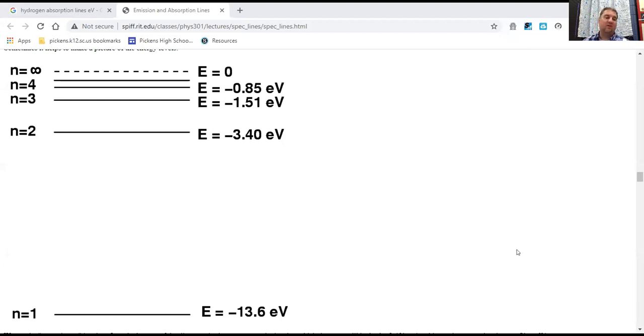That electron could go from n equals 1 up to n equals 3, or from n equals 1 up to n equals 4, et cetera, et cetera. And there's many more levels there, although if you go to an infinitely high level, that's considered to be zero energy. We'll actually talk about that in the next quick video clip.